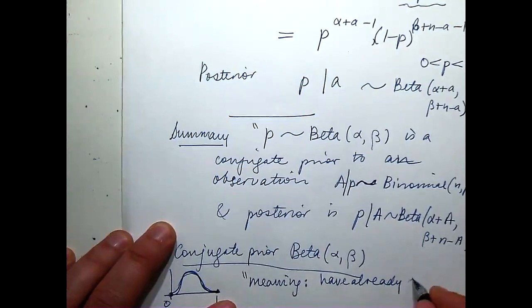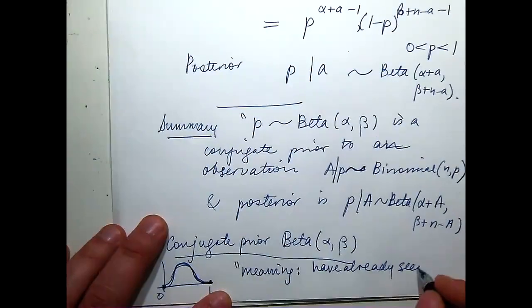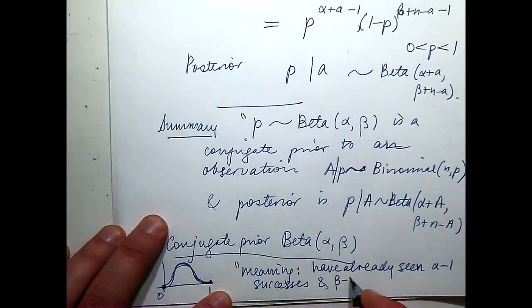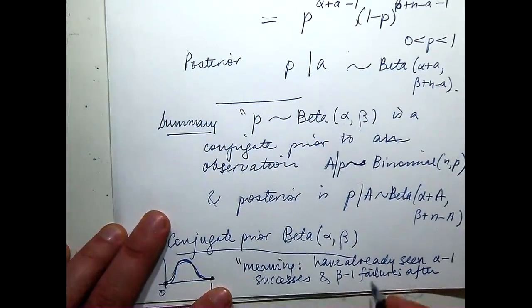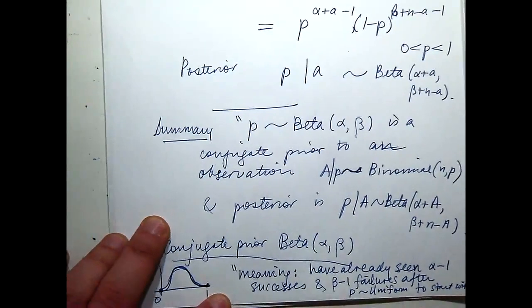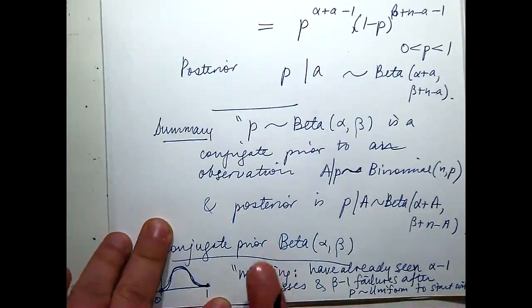I put this in inverted commas because there's many ways to interpret it. You have already seen alpha minus 1 successes and beta minus 1 failures after a uniform P uniform to start with. Why is that? Because if I start with P uniform to start with, that's beta 1, 1.